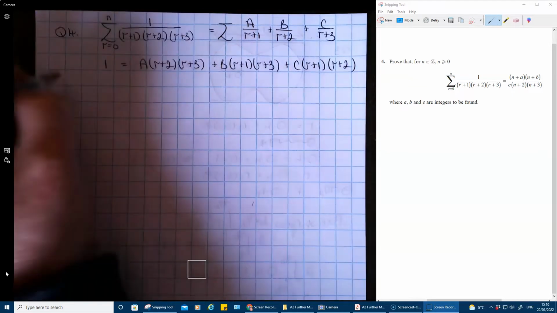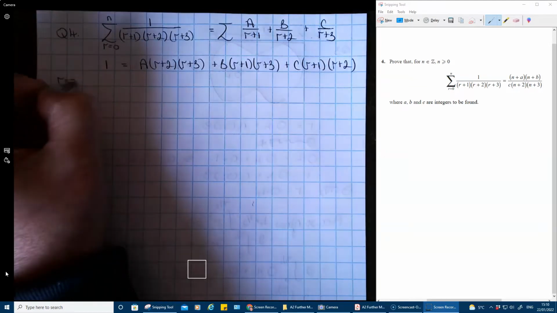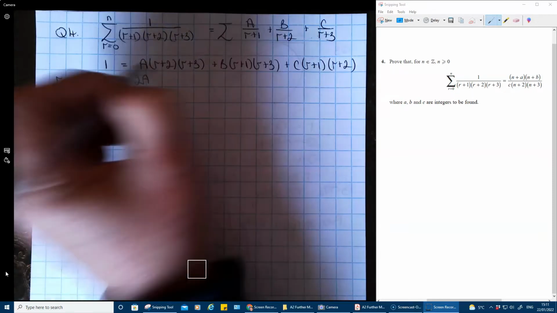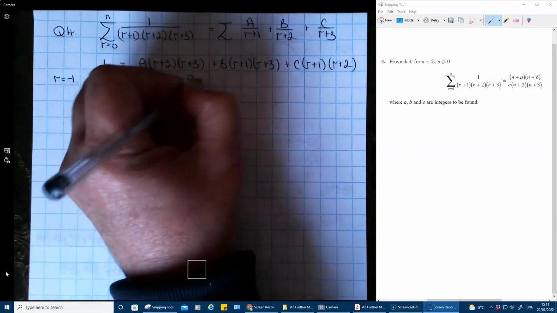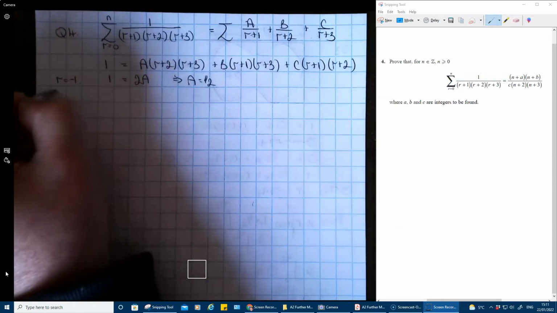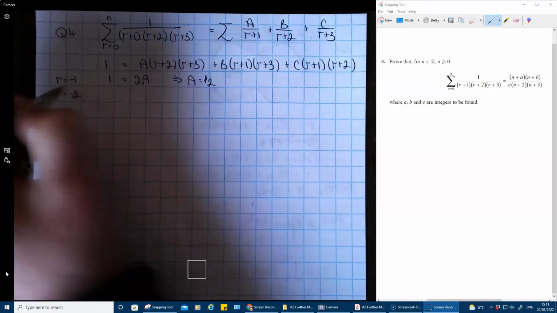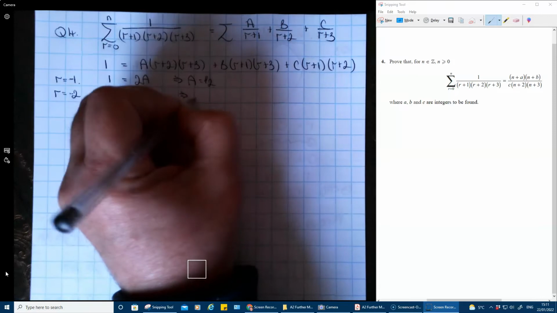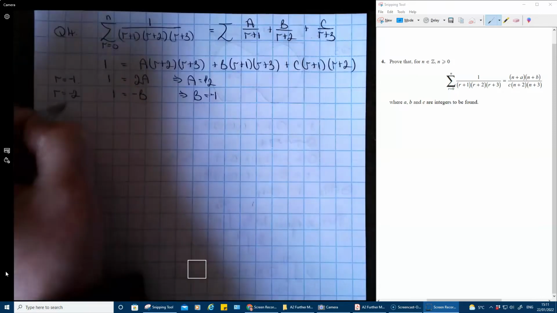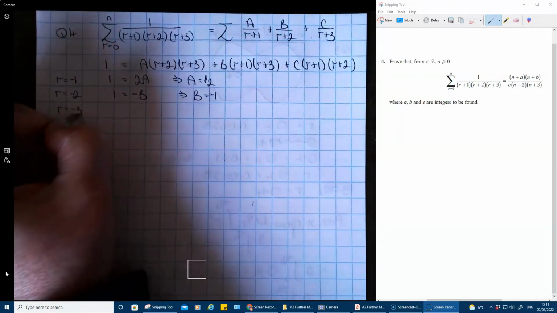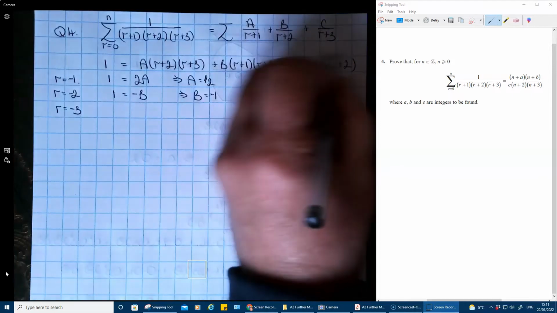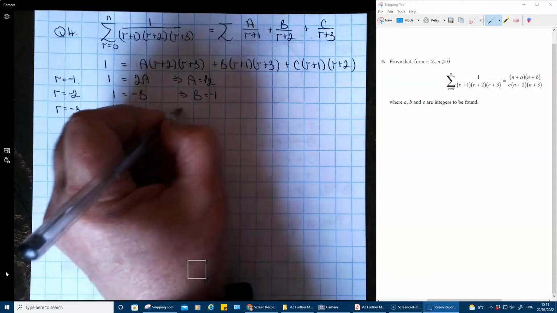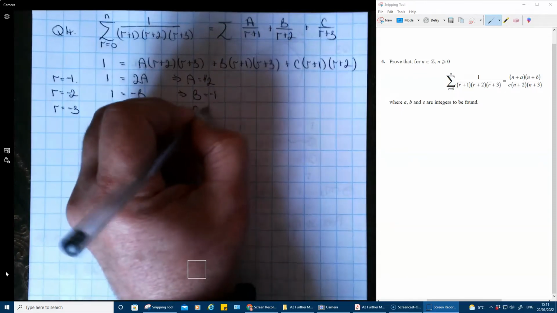Right, now we'll let r equal minus 1. I get 1 equals 2a, and therefore a is a half. R equals minus 2, I get 1 is minus b. And finally r equals minus 3, which makes that 0 and just leaves this one. I get 1 is 2c, so I've also got c as a half.